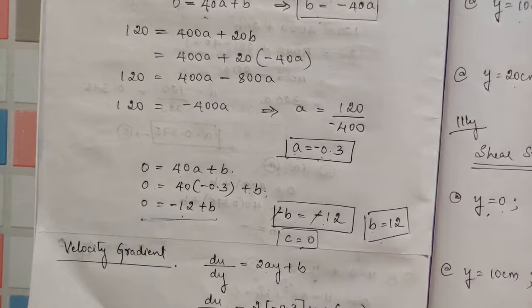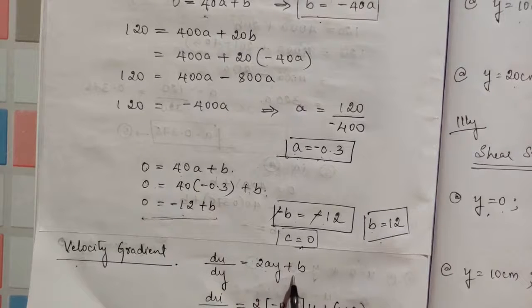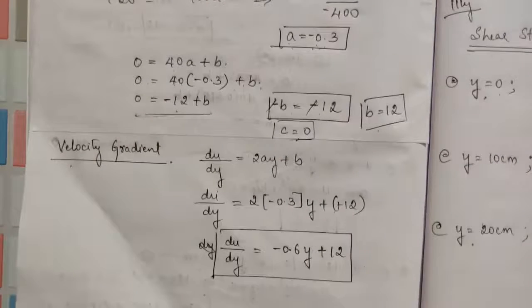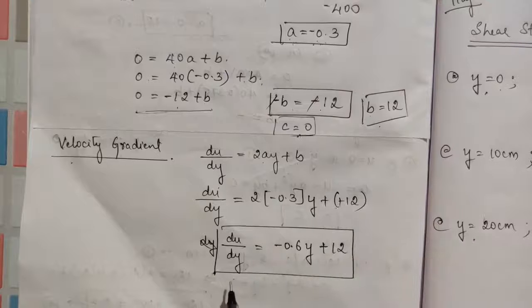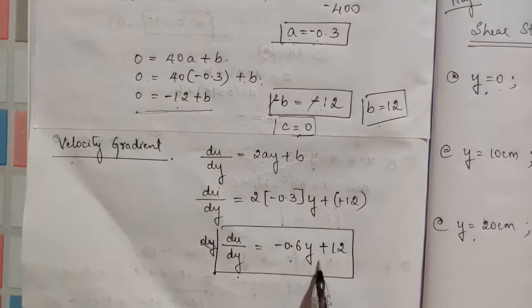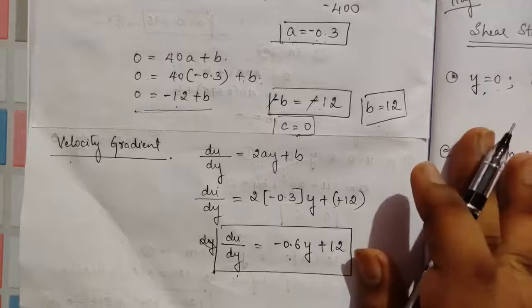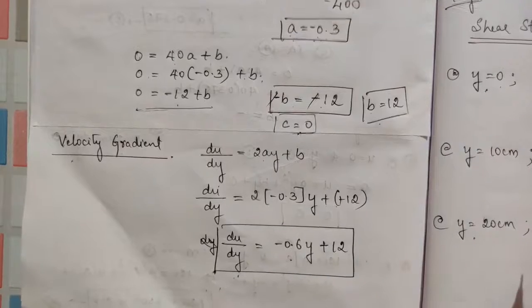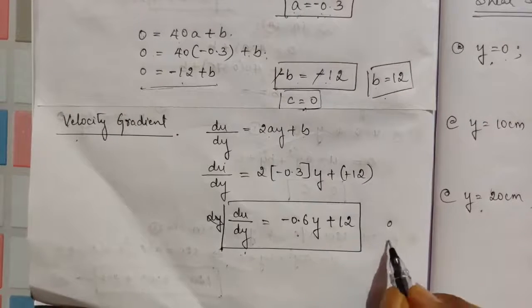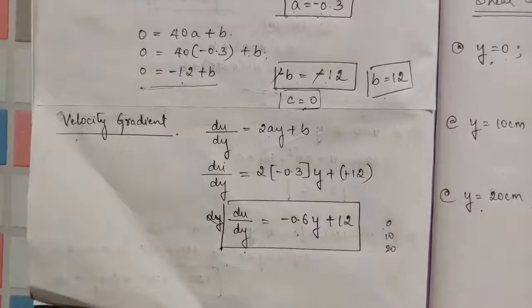So what do they ask us to find? Velocity gradient, du by dy. So 2ay plus b. When I substituted the values, I got du by dy is equal to minus 0.6y plus 12. So for this equation, what do I need to find? At y equal to 0, what is the value? At 10, what is the value? At 20, what is the value?